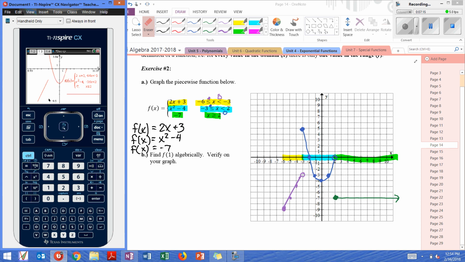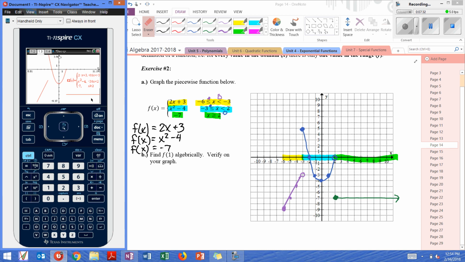Now the one thing I want to point out is, look, their endpoints are not showing, which means you need to be very careful with your endpoints, the open and the closed. So always be on the lookout for those.